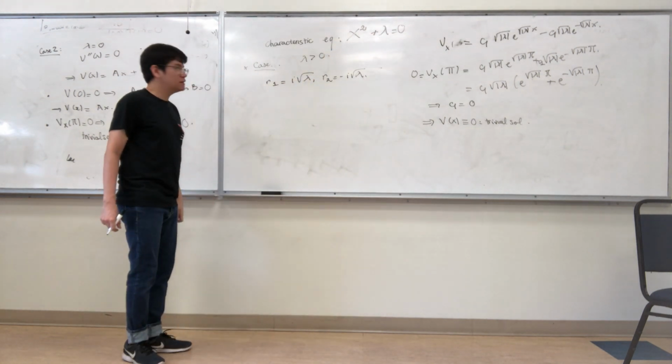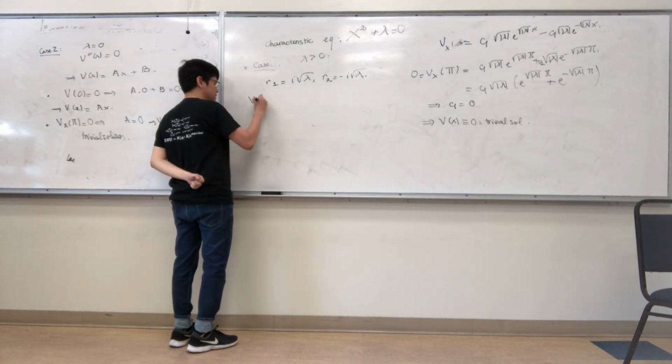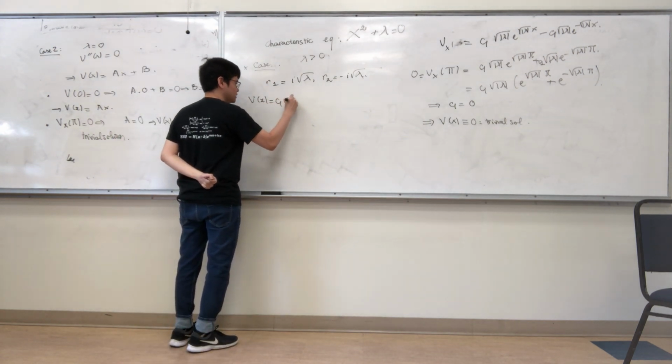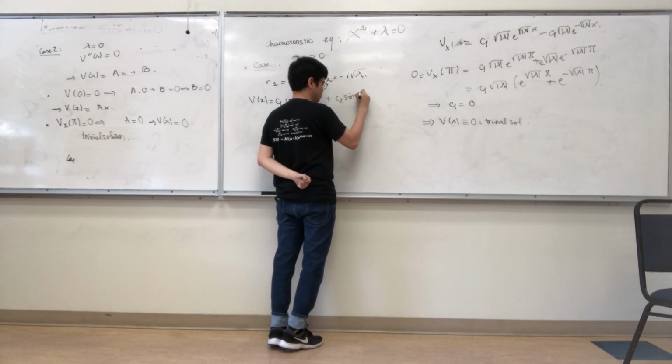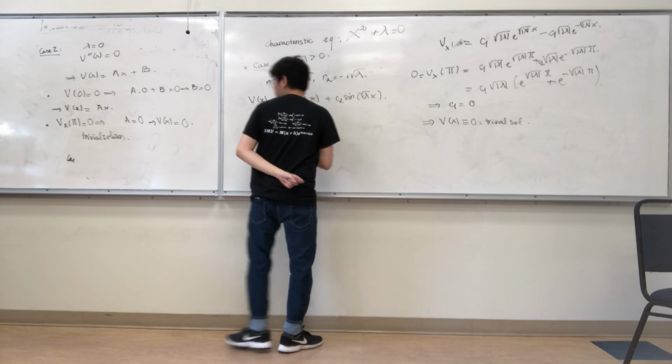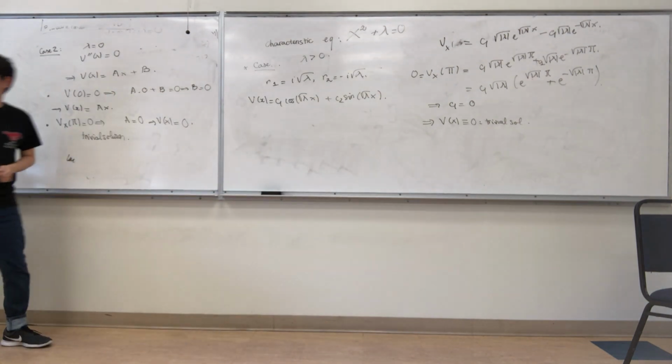Then you're going to have V(x) will be C1 cosine of square root of lambda x plus C2 sine of square root of lambda x. So this is the general form. So we continue on Friday.